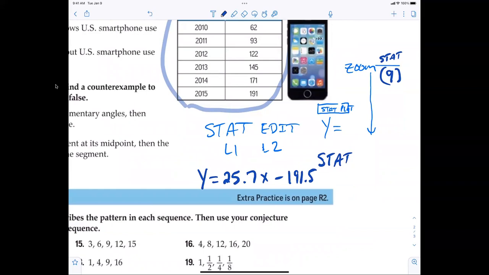Now what I want you to do is go to y equals and type in that equation. So everybody go to y equals and type in 25.7 x minus 191.5. Then hit graph. Does everybody see the line comes up now? It should try to go through those points. Is everybody agreeing with me? Now remember, I get more frustrated if you don't tell me you're having a problem than if you just sit here and don't know. I know the calculator can be a little bit annoying.